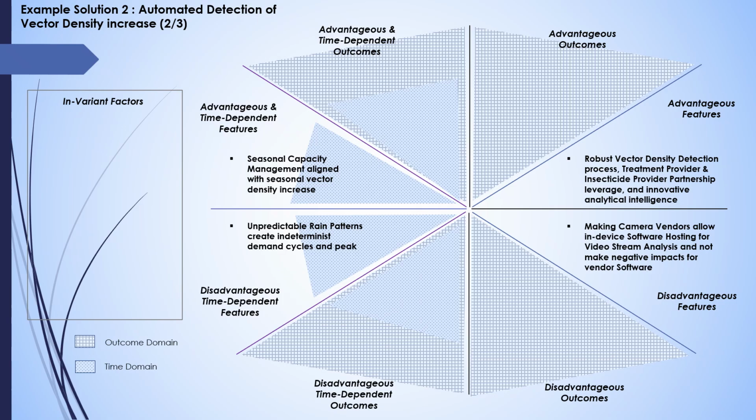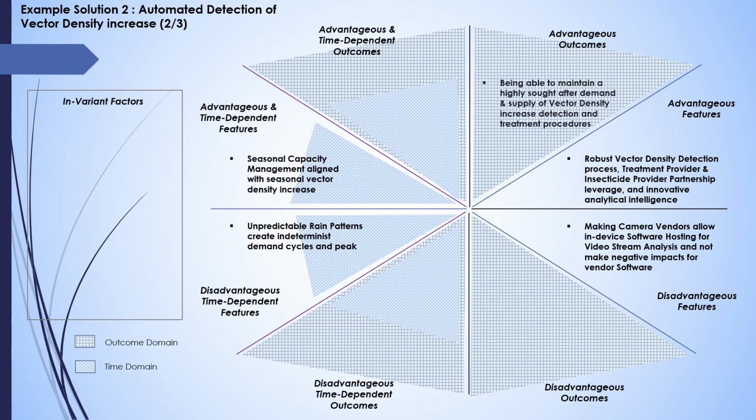A sudden unseasonal downpour creates rapid vector breeding conditions that can spike demand in ways that operational planning simply cannot fully anticipate. This irregularity makes maintaining steady operational coverage genuinely difficult. It's a time-dependent vulnerability, one that requires both operational resilience and contingency planning built into the solution's design.